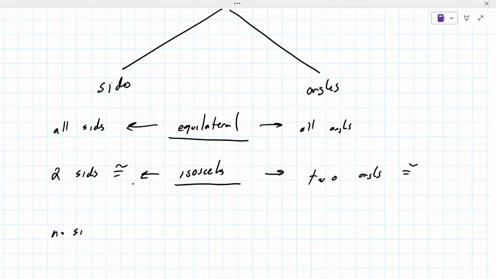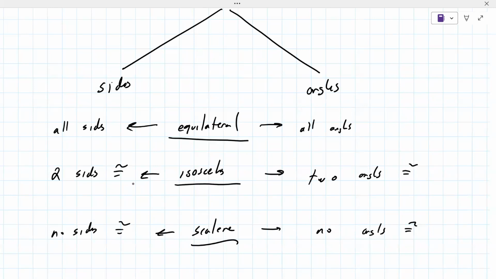If no sides are congruent, then no angles are congruent. This is called scalene. Scalene is when no angles are congruent and no sides are congruent. So all different sides, all different angles. Okay, let me get that down.